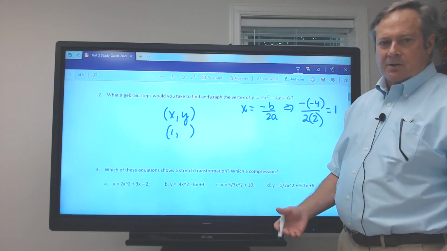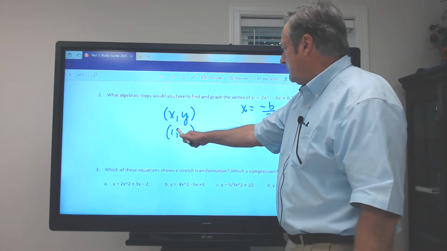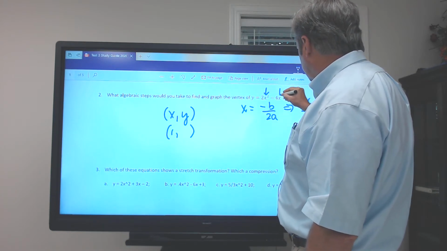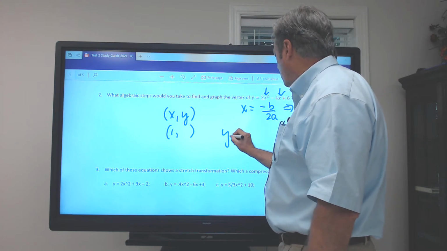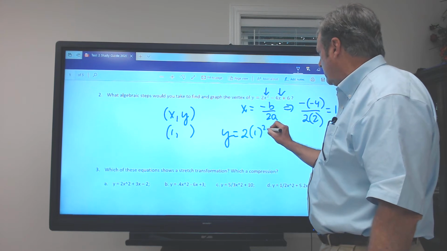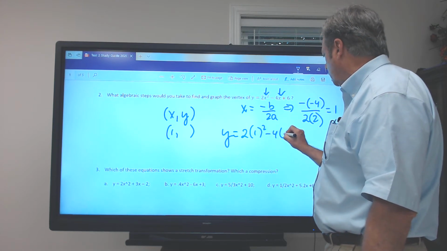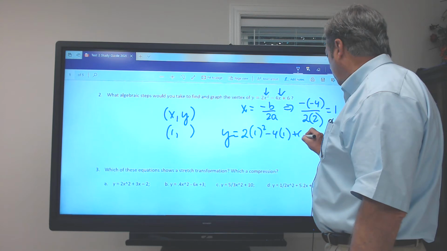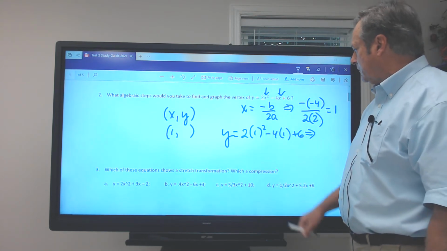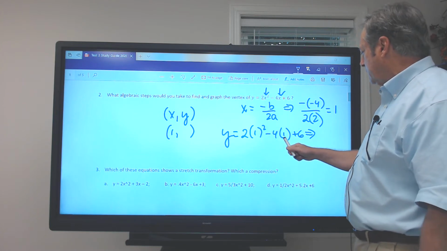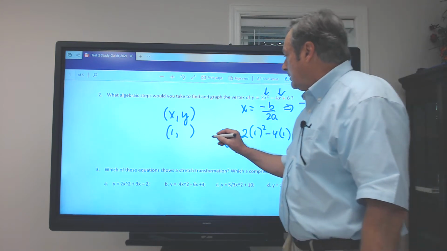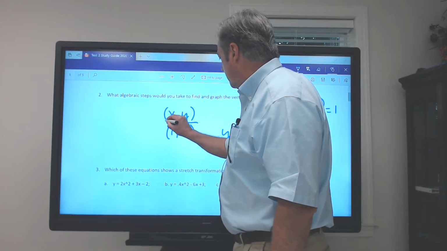Now, how do we get the y value? Well, you take that number 1 and you plug it in here and here. So you have y is equal to 2 times 1 squared minus 4 times 1 plus 6. Now what is that equal to? Well, 1 squared is 1, 1 times 2 is 2. 2 minus 4 would be negative 2, plus 6 would be positive 4. So that would be the vertex right there.